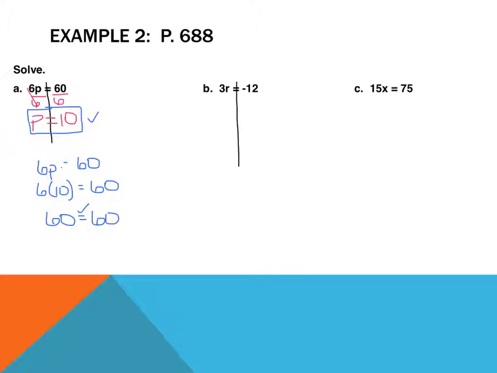Alright, on example B, we have 3 times r equals negative 12. So we'll divide both sides by 3. 3 divided by 3 is 1, so I have 1r equals negative 12 divided by 3 is negative 4. Then to check it, instead of 3 times r, we'll have 3 times negative 4 equals negative 12, and I get the true statement negative 12 equals negative 12, which means my solution of negative 4 was correct.